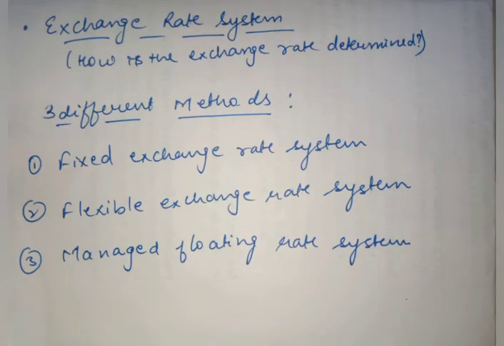Basically, there exist three different methods in which an exchange rate can be determined. These are the fixed exchange rate system, the flexible exchange rate system, and the managed floating exchange rate system. Let us consider them one by one.